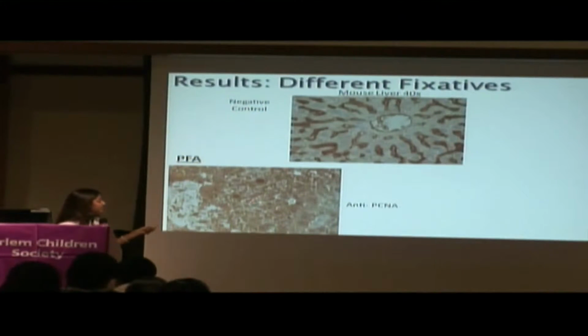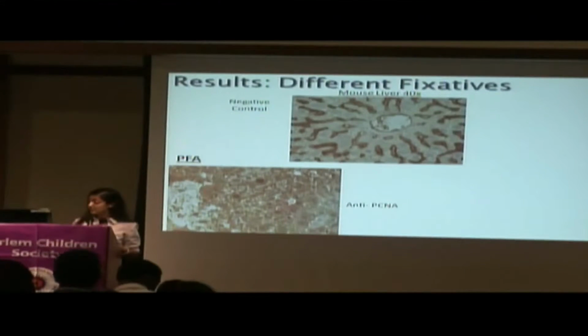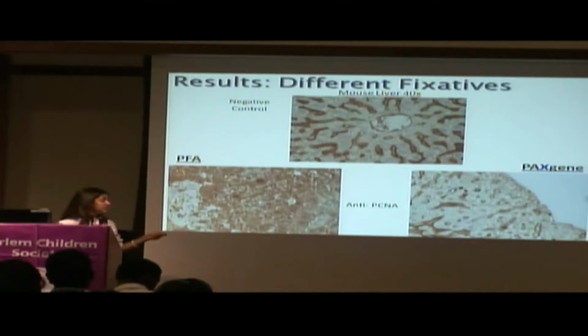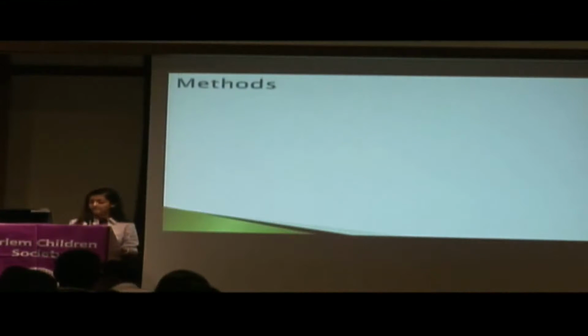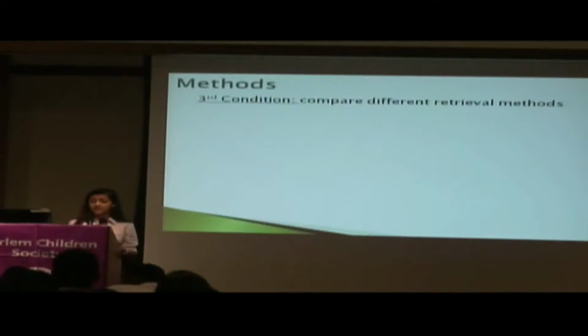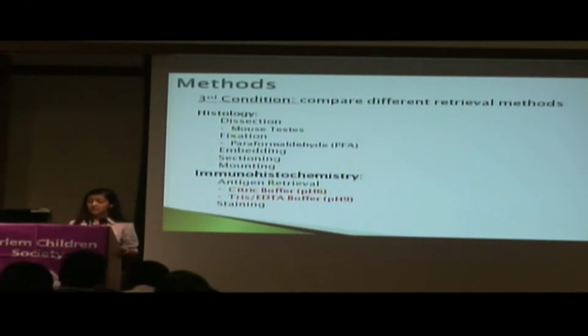And with the paraformaldehyde, a liver, we know that it takes a very long time to grow, so there's not going to be a lot of proliferating cells, so we weren't looking for too many nuclei that were stained brown, but we saw a couple, so we counted that as it worked. And same thing with the PAXgene, you see a few are stained, so they both were successful. So anti-PCNA works in mouse tissue with both different fixatives.